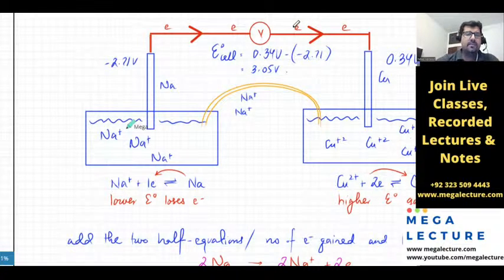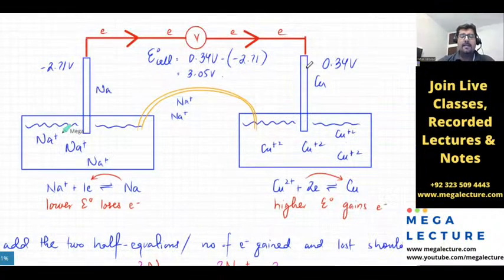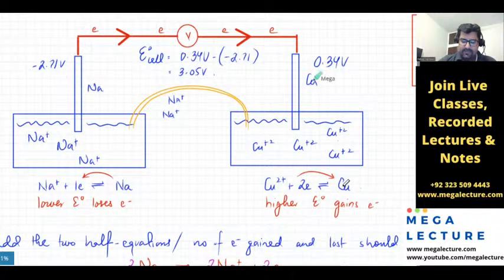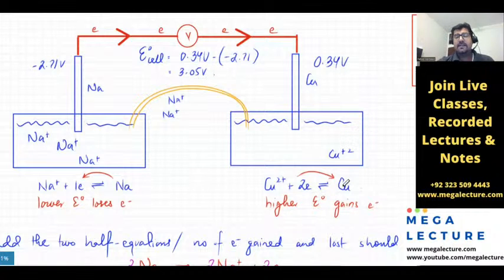And a similar thing kind of applies to the other side as well. What's happening here? The copper ions are turning into copper. Slowly, all the copper ions will start turning into copper, so there'll be fewer and fewer copper ions.